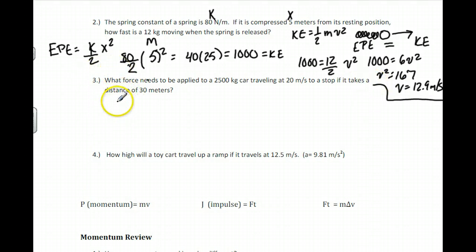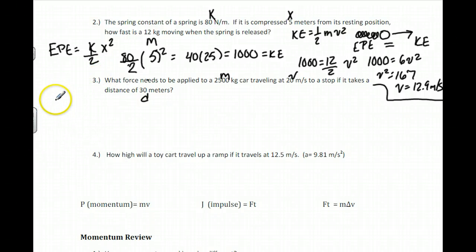Number 3, what force needs to be applied to a 2,500 kilogram car moving at 20 meters per second to stop it if it takes a distance of 30 meters? Now this one's really confusing because you don't have a time and you don't have an acceleration, and you think that you need one in order to use F equals ma. Well, we're not going to use F equals ma. We're going to use a different formula.